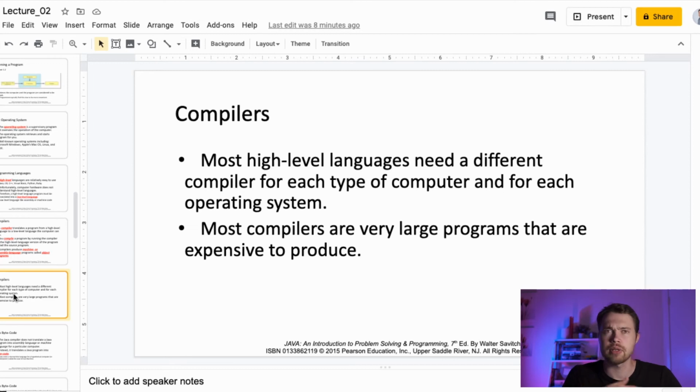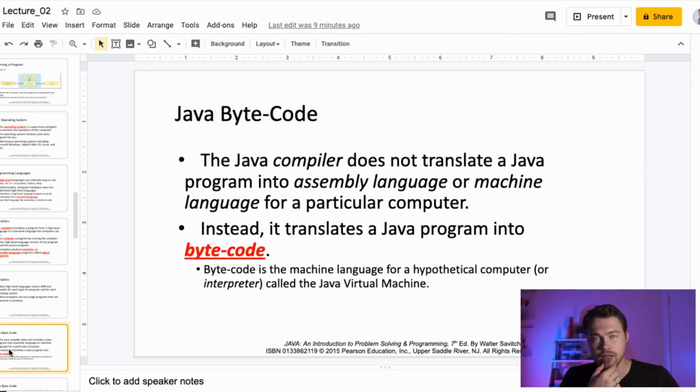I mean, especially at the very beginning. Now nobody really cares about that. There are a huge amount of ways around it. But anyway, most compilers are very large programs that are expensive to produce, right? And Java kind of solved the problem.